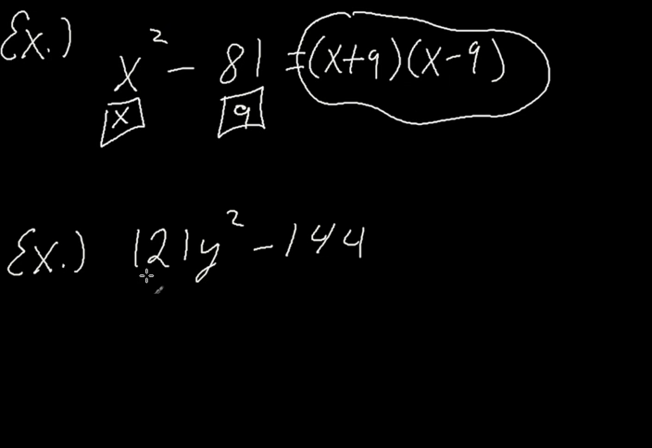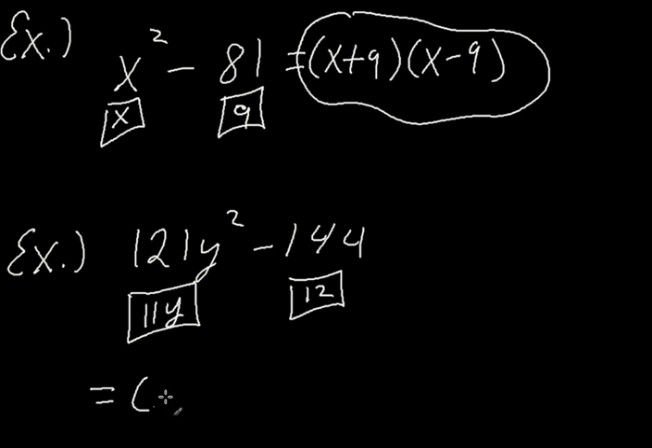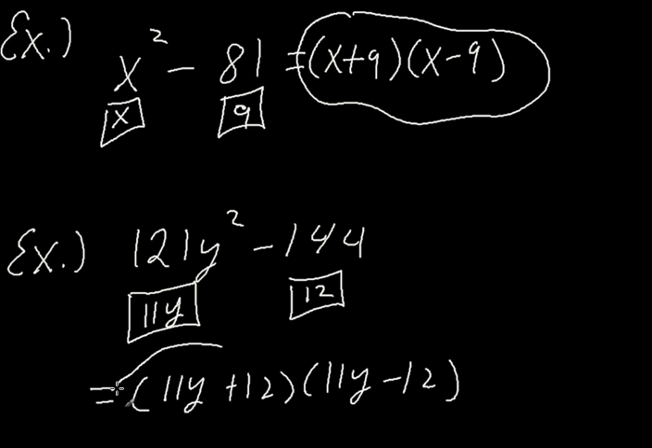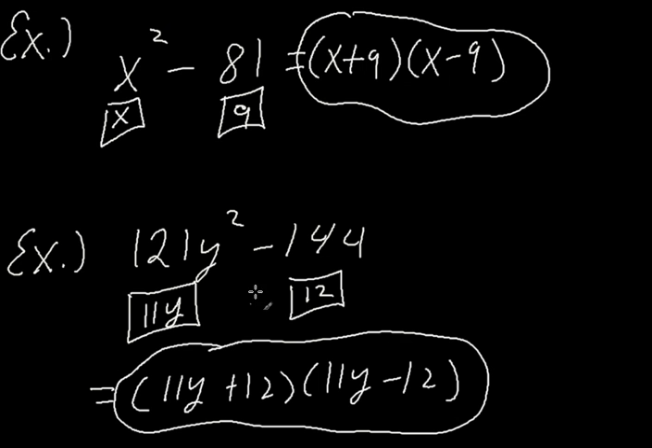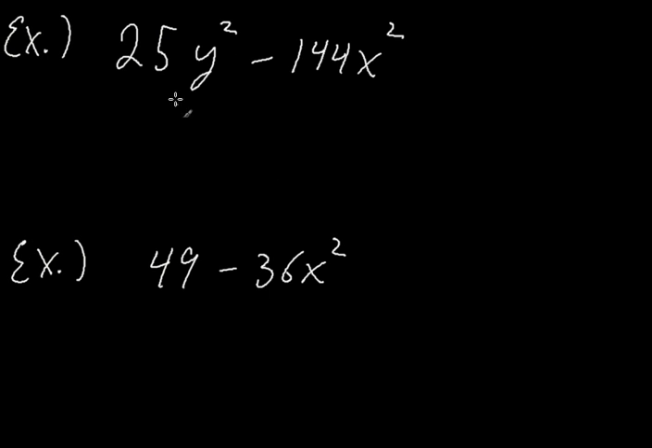Okay, what about this one? 121y squared minus 144. Well, 121y squared would be (11y) squared, and 144 is 12 squared. So this is (11y + 12)(11y - 12). And that would be the factored form, difference of squares. Okay, 25y squared minus 144x squared. It's pretty much the same thing, except here this has a variable, so there's two variables we have to watch out for.